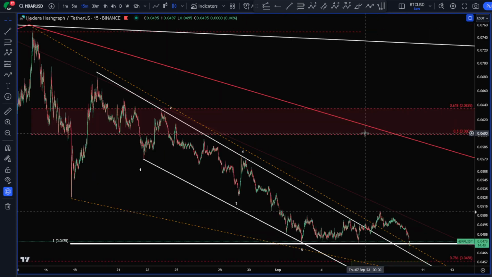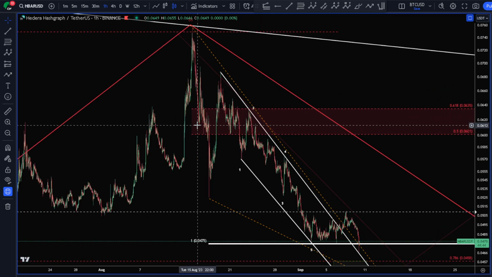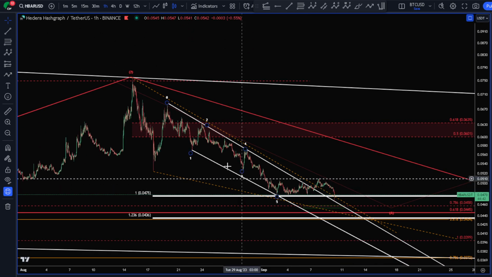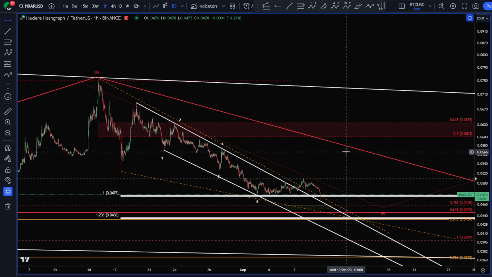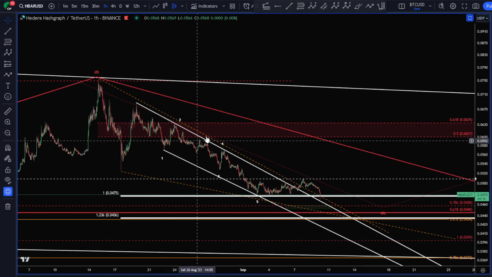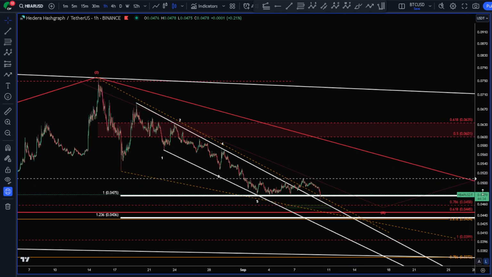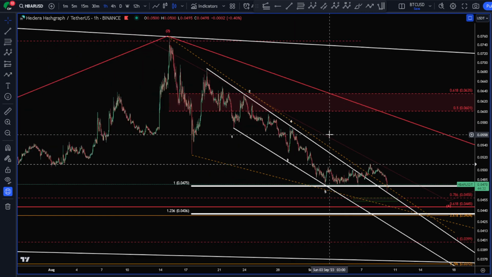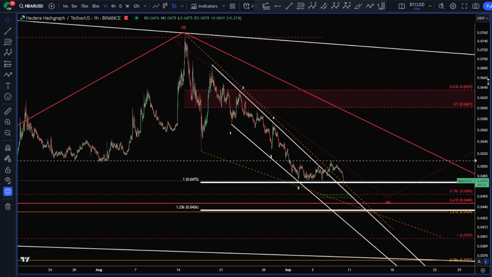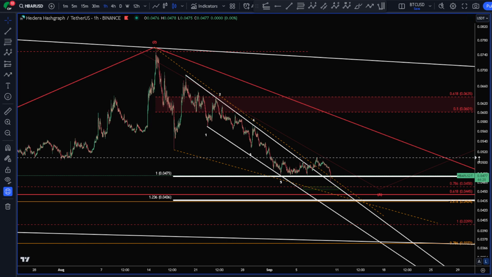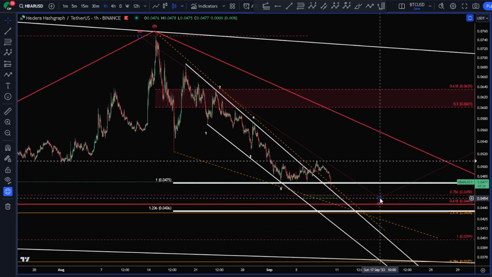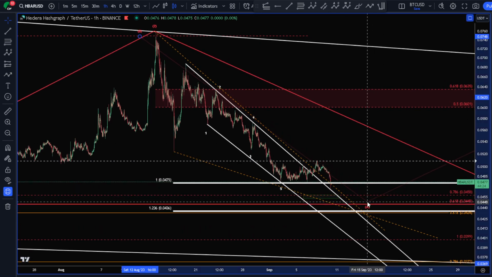So I've been trying to figure out what's going on here. One thing that's clear is this is a double zigzag, ABC, ABC. So going off that, what do we have here, right? We can only have double and triple zigzags. So I assume we're actually getting a leading diagonal here for our A wave. And we can come a little bit lower.